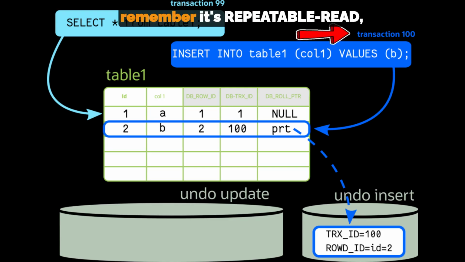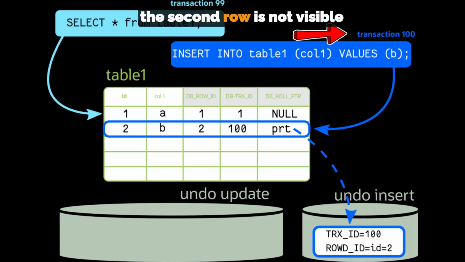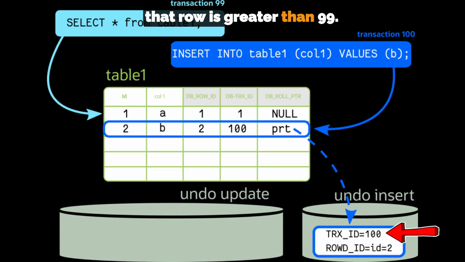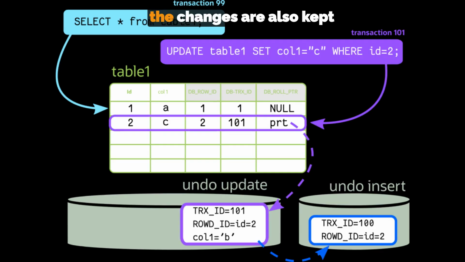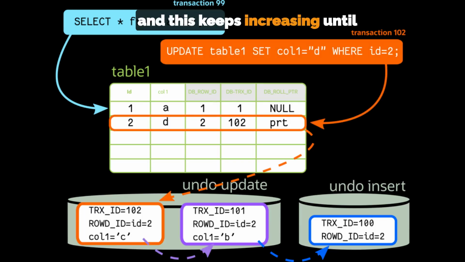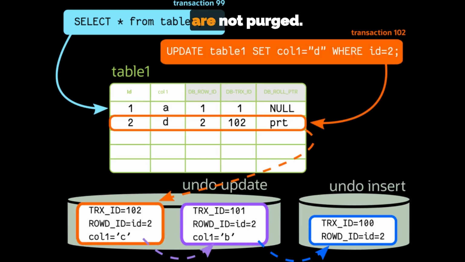By default, remember it's repeatable read, the second row is not visible in the first transaction, the transaction 99, because the transaction ID for that row is greater than 99. Now, when the data is updated, the changes are also kept in the undo update. And this keeps increasing until the undo segments are purged.